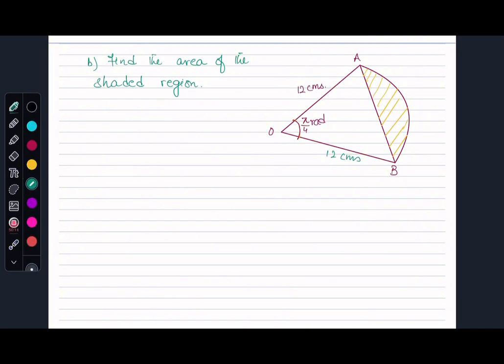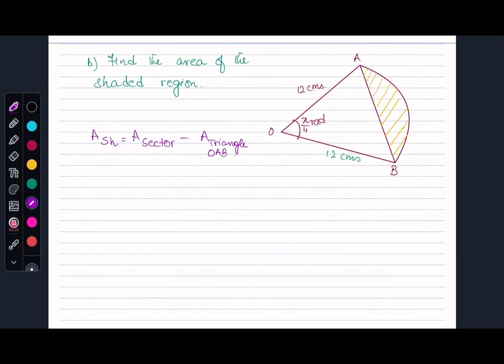So to do that, I should say that the area shaded is actually equal to the area of the sector minus the area of the triangle OAB.